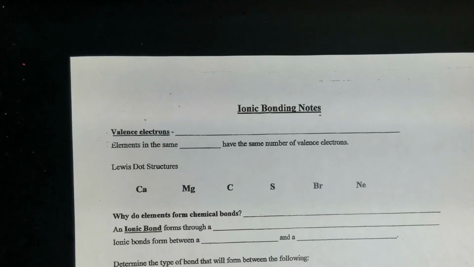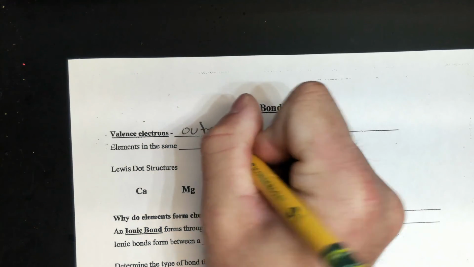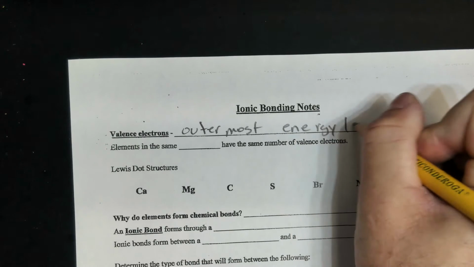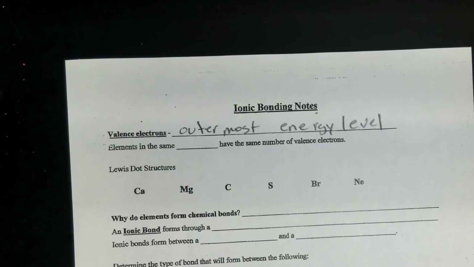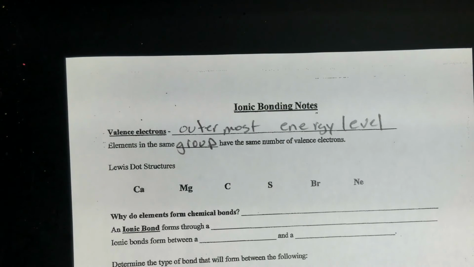So first thing we're going to talk about is valence electrons. Valence electrons are electrons in the outermost energy level. So they're located in the outermost energy level of an atom. All the electrons we're going to be talking about from here on out are going to be concerned with being valence electrons. You've got groups that run up and down, and periods that run left to right on your periodic tables. So elements in the same group are going to have the same number of valence electrons.